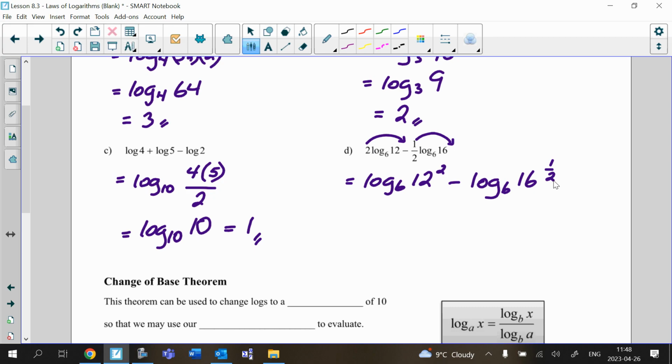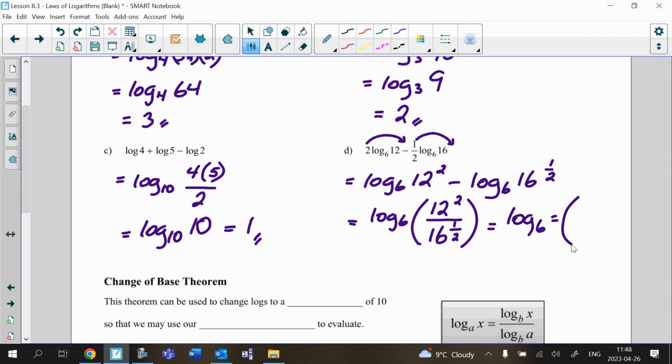Well, we can do these. What is 12 squared? What is 16 to the 1/2? Root 16, 4. And I can keep going. Oh, there shouldn't be an equal sign there. And I can keep going. 144 divided by 4 gives me 36. So I've gone from this all the way down to this as an equivalent. And now I can actually evaluate it. 6 to the what is 36? So it equals 2.